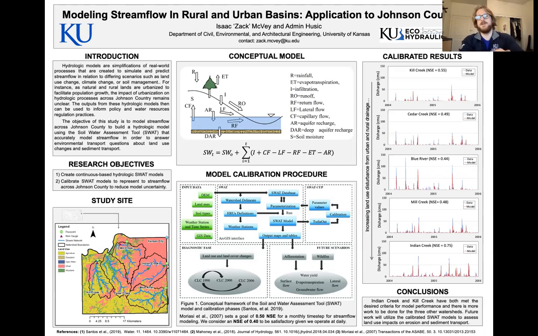And for our calibrated results, we organize them in ascending order from least to most anthropogenically disturbed, with Kill Creek having a Nash-Sutcliffe of 0.55, Cedar Creek was 0.49, Blue River was 0.44, Milk Creek was 0.48, and Indian Creek at 0.75. In general, you can tell that the more urbanized the watershed is, the more sensitive it is to storm events.